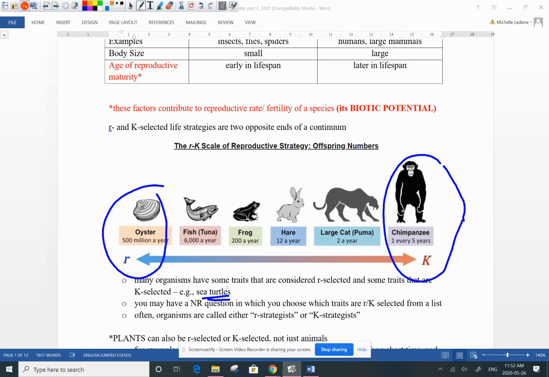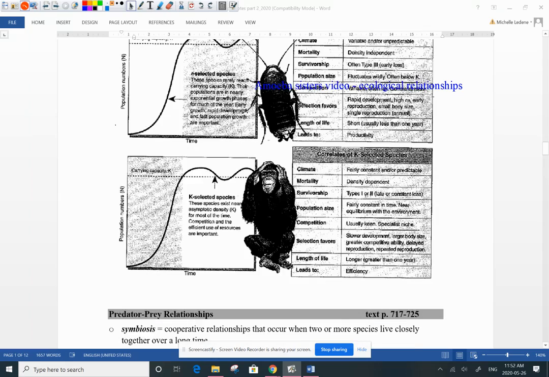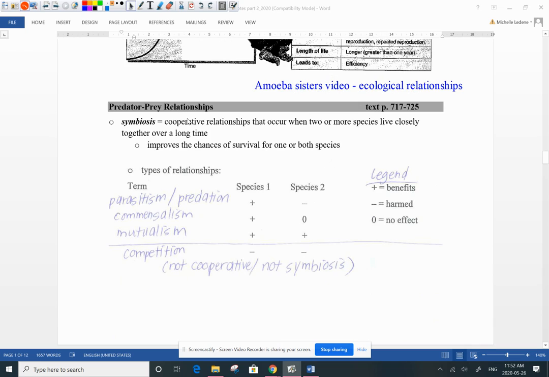Like if you can imagine a sea turtle, they have lots of offspring, they lay lots of eggs, but not all of them are going to survive and make it to maturity, and they don't take care of them, right? There's no parental care. But they do have a large body size and they live for a long time. So you can see some of those things are K-selected and some are R-selected. So you'll often get questions where you have to choose. Here's a list of a bunch of things. Is it going to be an R-selected or a K-selected population?